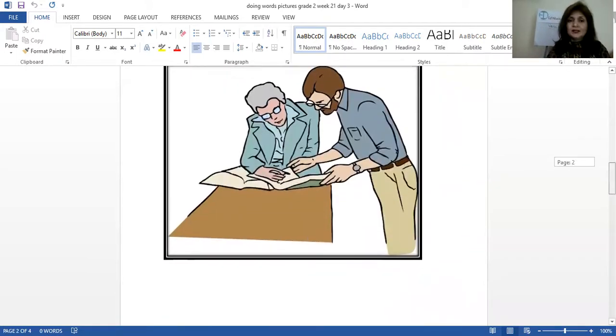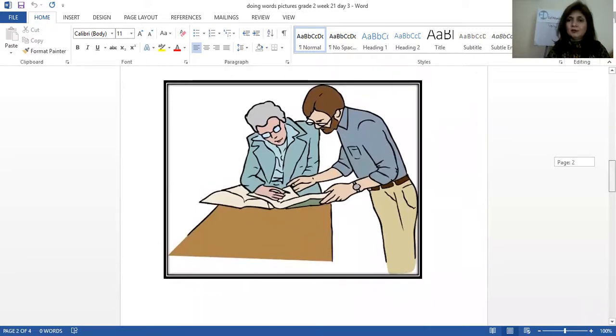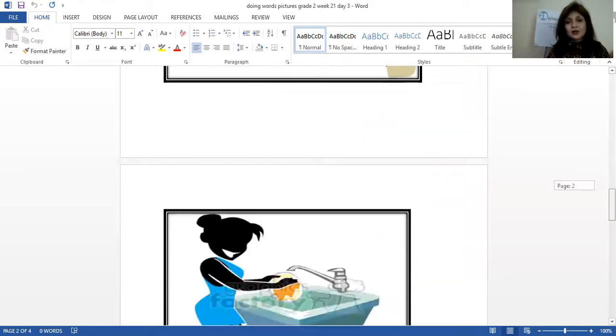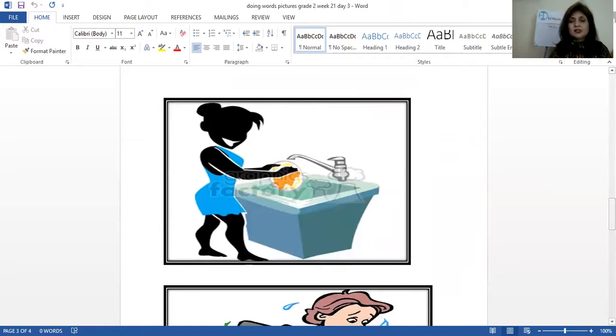All right. Now, what are these two men doing? These two men are reading some book. So, what is the doing word here? Reading. Reading also you can say, or you can say two men are looking at a book, right? So, reading and looking both are doing words. Now, what is this woman doing?